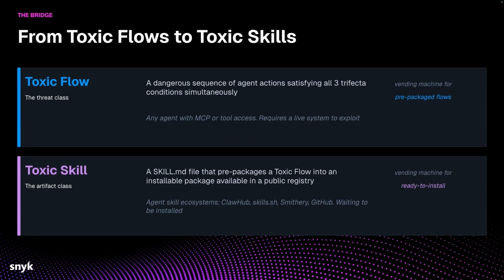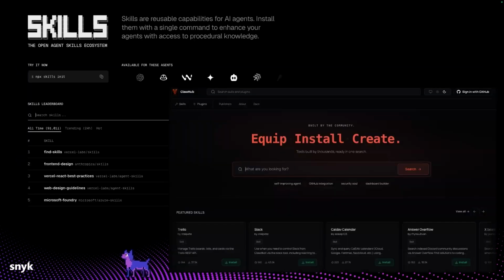ToxicSkills are a markdown file that pre-packages a toxic flow into an installable package available in a public registry, and this would be considered the artifact class. There's a large agent skills ecosystem, with a lot of marketplaces, such as ClawHub, skills.sh, and GitHub. For those of you who are not familiar with this, I'm going to take a step back and explain what these marketplaces are for, and give you a little bit of the origin story. Here are two examples of marketplaces: skills.sh and the lobster one, ClawHub.